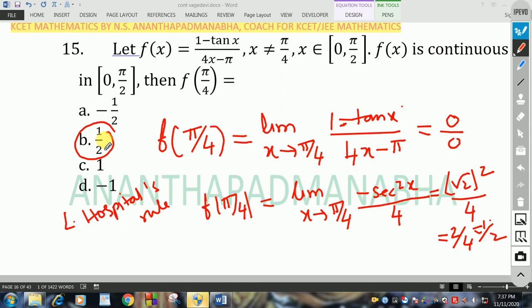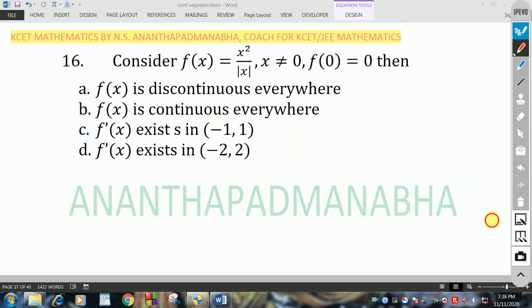So we are finding f of pi by 4. We applied the definition of continuity and then L'Hopital's rule here also. So all are almost similar problems based on the definition of continuity. So we will discuss questions on differentiability also. So we have another question. Consider f of x is equal to x square by modulus of x for x not equal to 0.